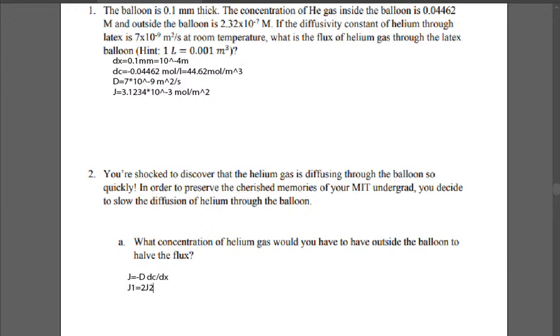So we can just plug it in. What you'll get is negative D dC1 over dx would equal negative 2D dC2 over dx. We can cross out the dx, and the second thing is we can cross out the negative and the D, just to get that you need twice the concentration to halve the flux.